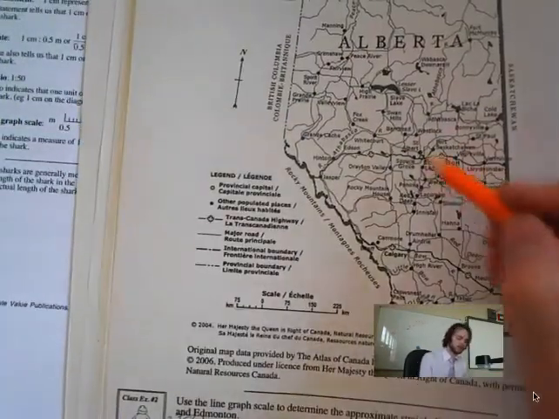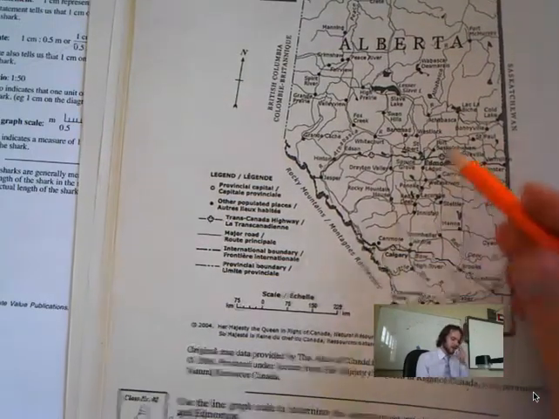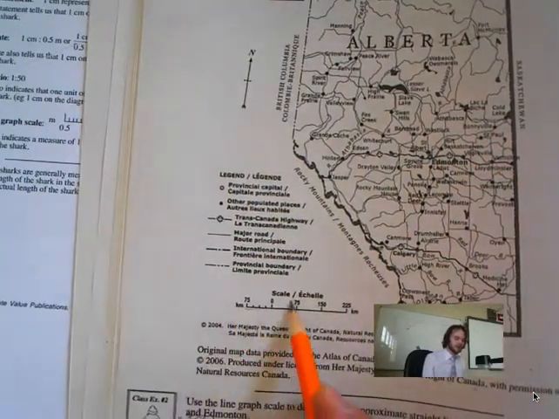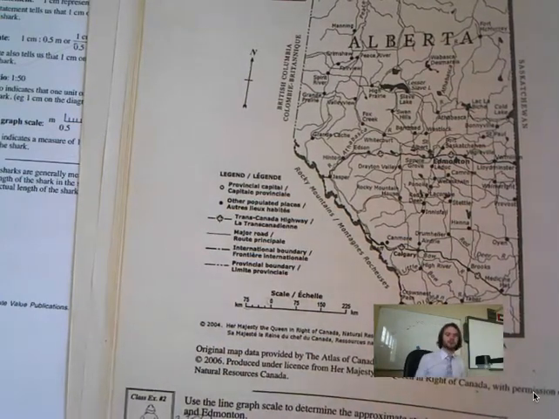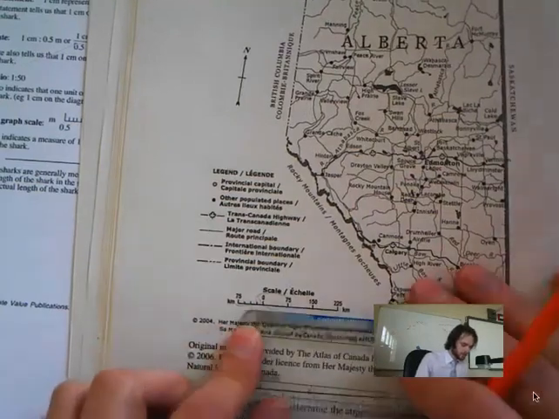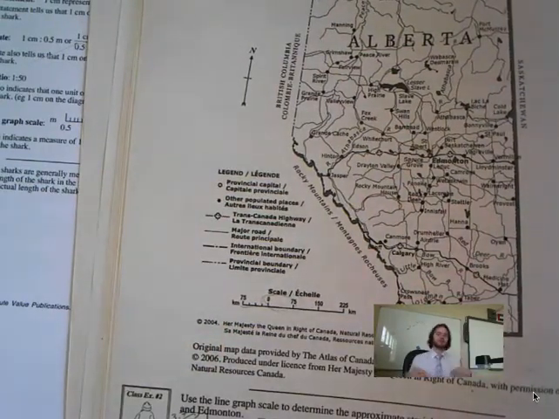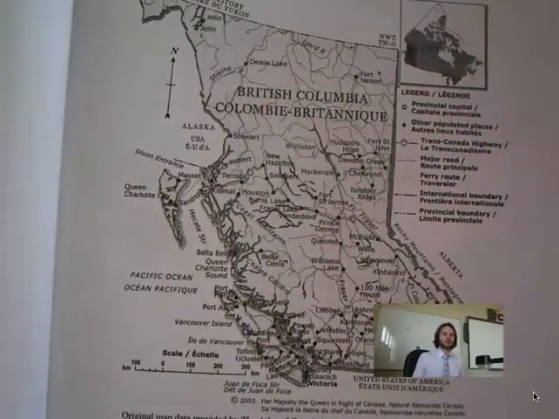So basically what we do is, once again, we measure from Edmonton to Calgary, and then we look at our scale. So that was 3.7 centimeters. Then I look at my scale. Each centimeter is equal to 75 kilometers. So 3.7 centimeters, and we just measure. So let's try another one here.